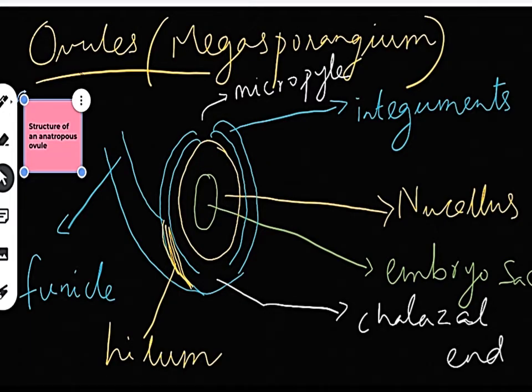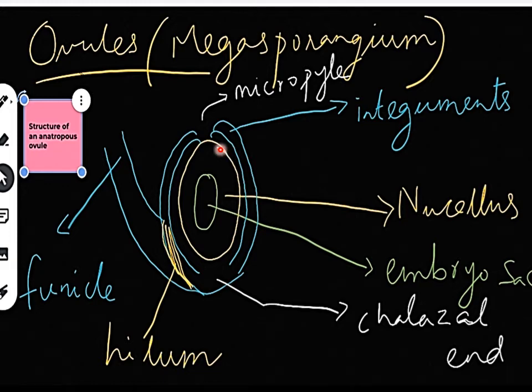Structure of ovule. Ovules are also called megasporangium. This is the ovule. The ovule has got a tissue inside called nucellus. Nucellus is filled with food reserves and it will supply nourishment to the growing embryo sac. Ovules are surrounded by protective coverings called integuments. There is an outer integument and there is an inner integument.